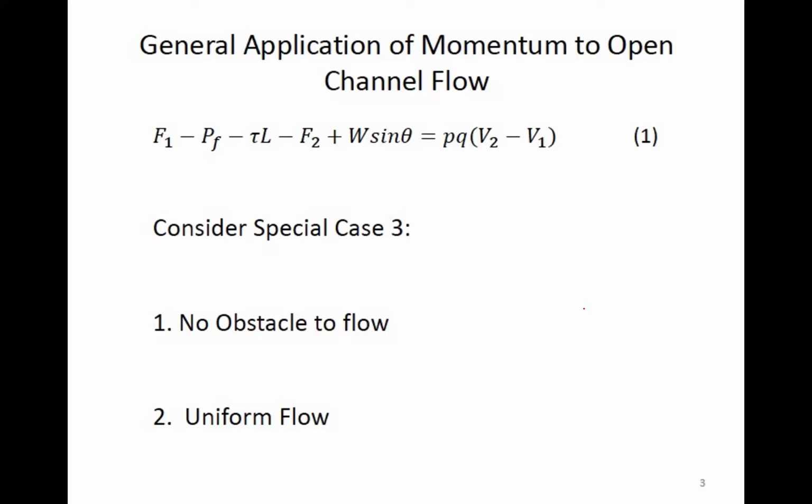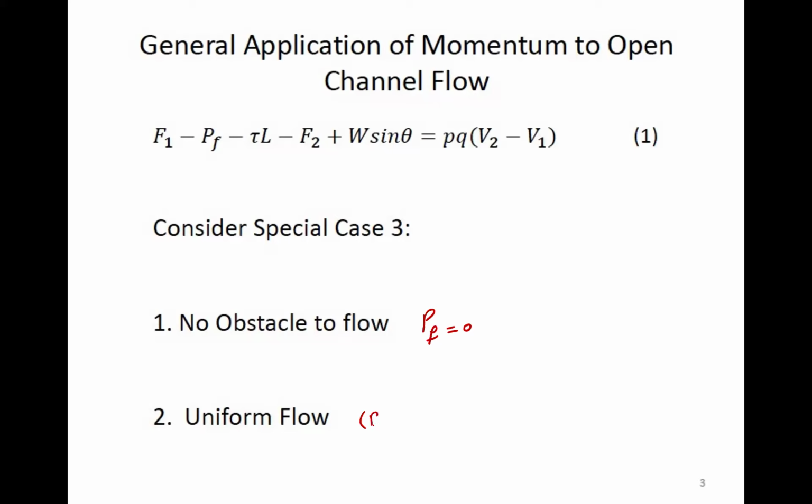And that's where we started to look at specific momentum. We're going to make a couple of assumptions for case 3 for resistance. First of all, we're going to assume there's no obstacle in the flow, so PF is 0. And then the second assumption is that we're going to assume we have uniform flow. Uniform flow, we defined it, we looked at it. It's a type of flow in which flow properties do not change with space, with distance.